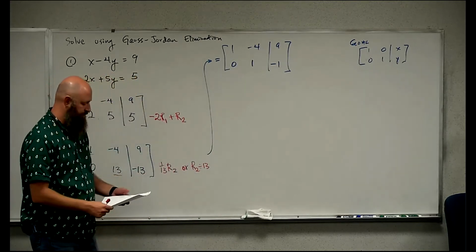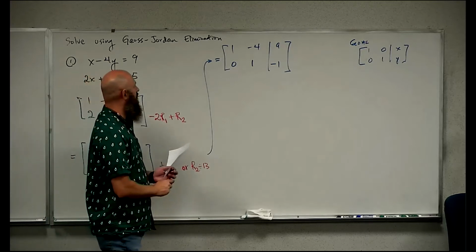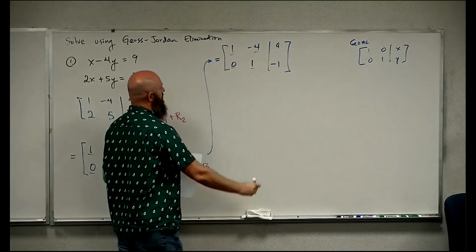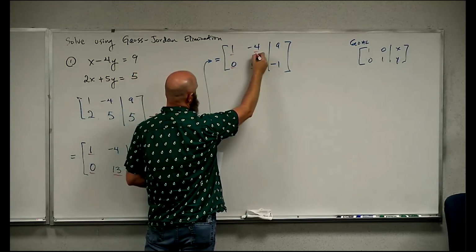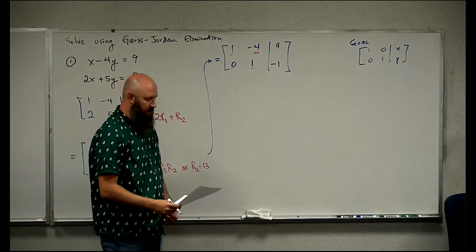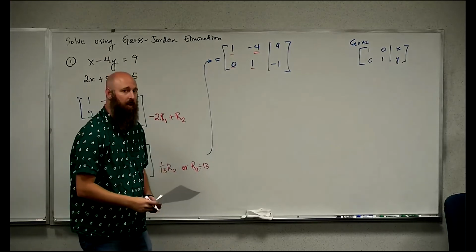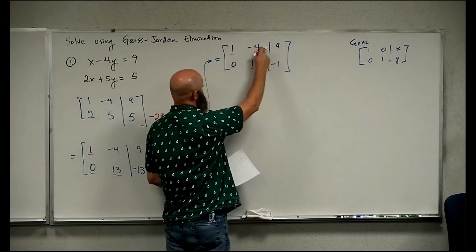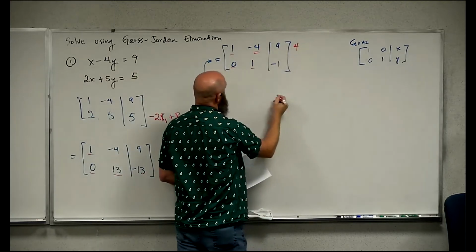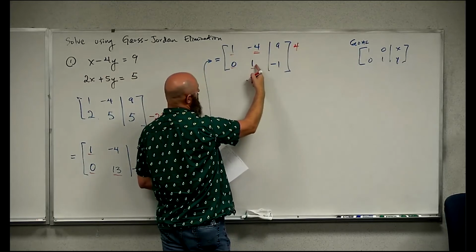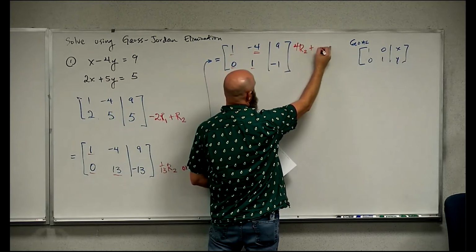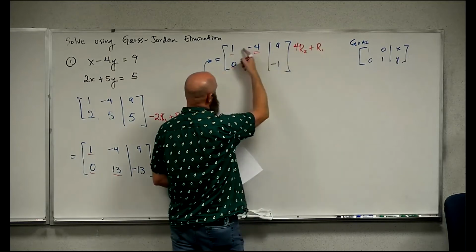All right, so now we've gotten our 1, our 0, our 1, and we need to get to 0 here. So this is what we're at finally for that one. All right, so we're going to use that trick that we did a while ago. To get this to a 0, we're going to do the opposite. So 4 times the other row. Well, the other row is row 2. So row 2 plus the row we're wanting to change, which is row 1.